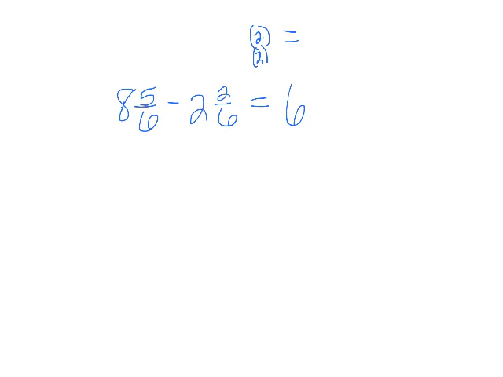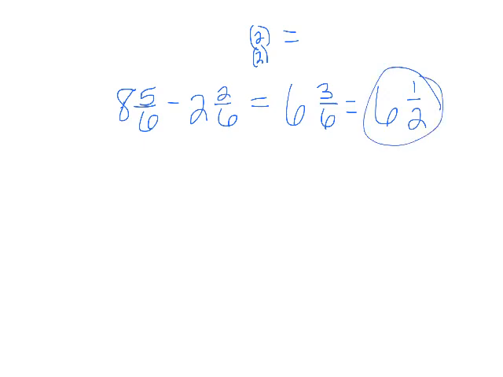When I do subtraction, I still need to make sure that I have common denominators. So I need to make the 3 a 6. So I'm just going to multiply by 2. So I have 8 5/6 minus 2 2/6. And now I can just subtract those. And so when I subtract my whole numbers, I'm going to get 6, because 8 minus 2 is 6. And then when I subtract 5/6 minus 2/6, I'm left with 3/6, which can simplify to 6 1/2.